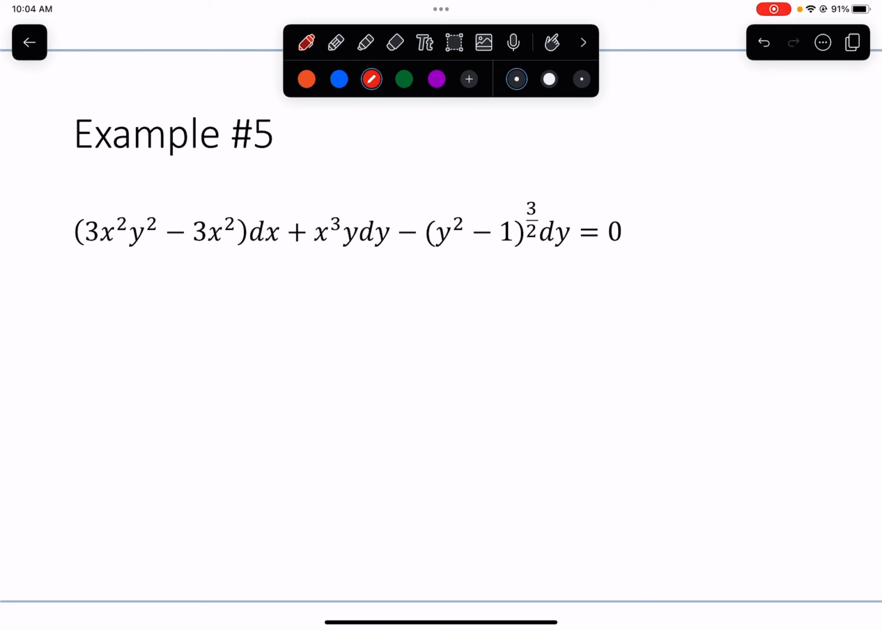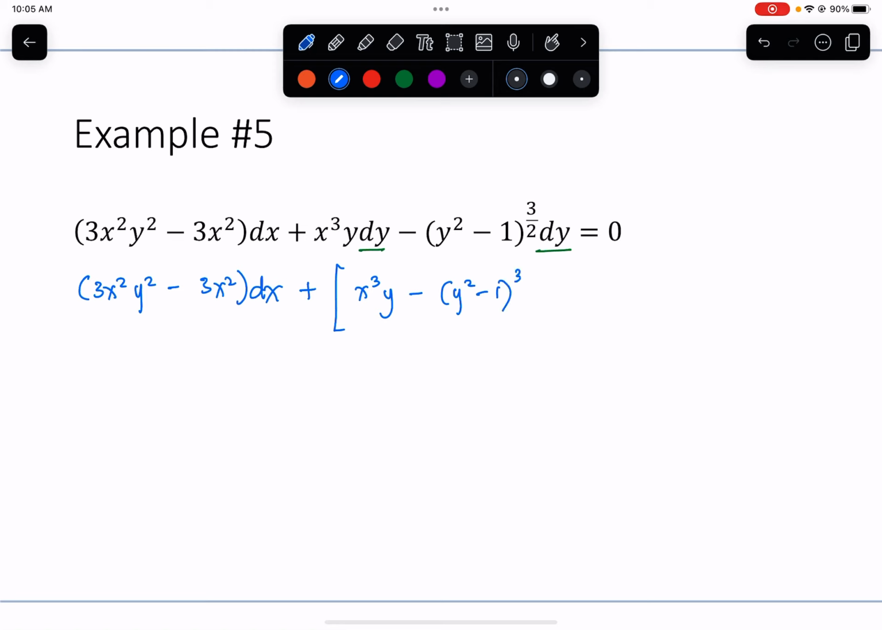But the thing here is there are two dy's. So there are two dy's available in the differential equation. So that's our first approach here, is to combine the two. Combining it will lead to 3x squared y squared minus 3x squared dx, and then plus x cubed y minus y squared minus 1 raised to 3 all over 2, multiplied with dy, is equal to 0.